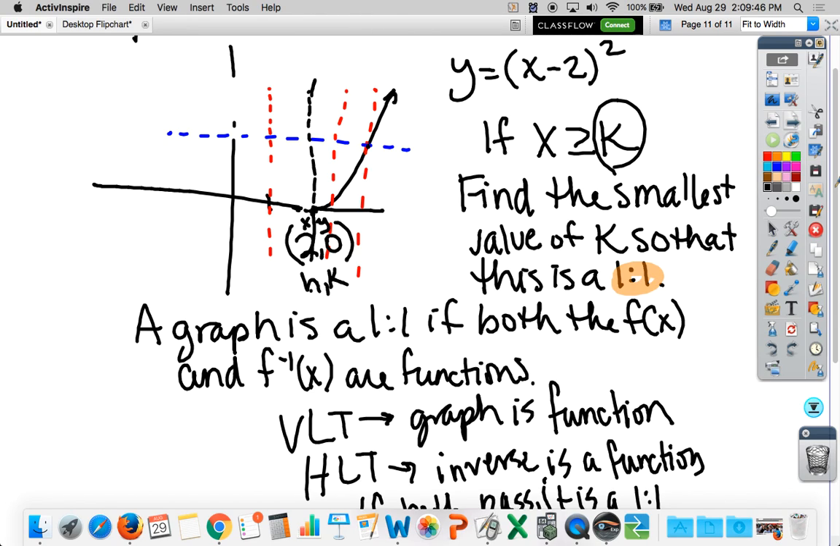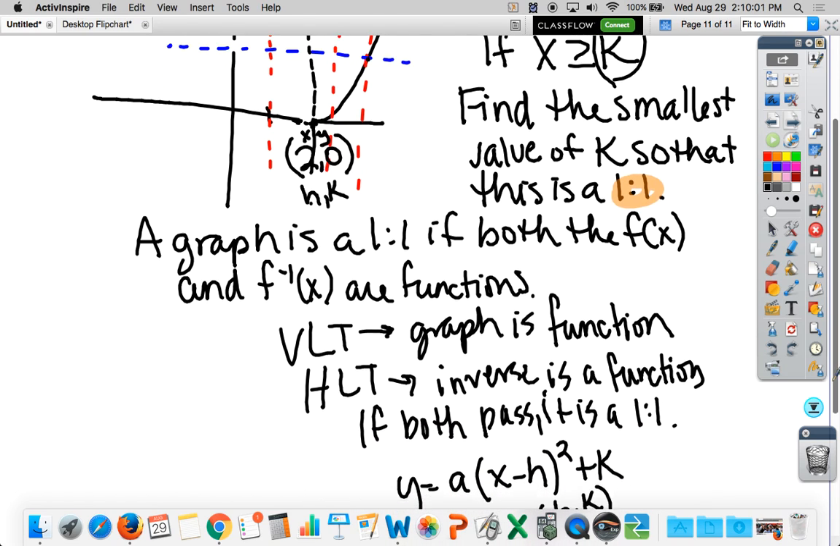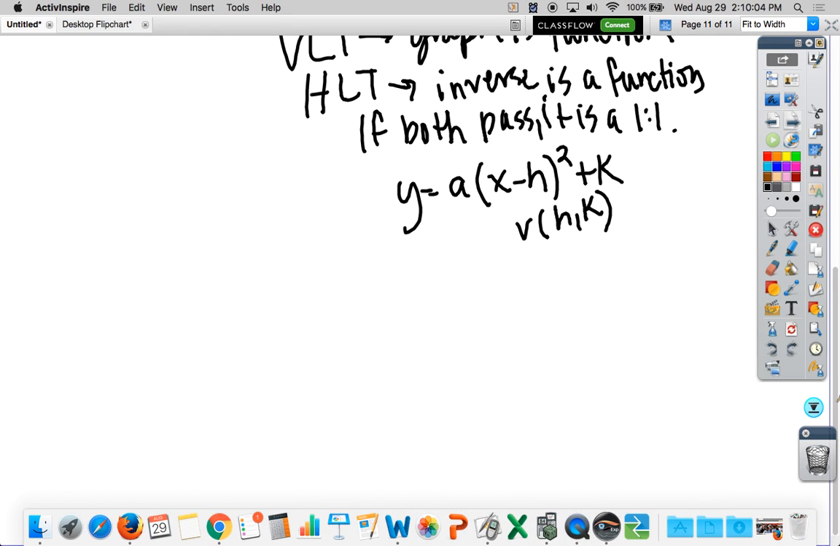But x is greater than or equal to k. My x here is 2. When I flip them for my inverse, that becomes my k. But the short of it is, if you'll just look at the original function where it splits at the x, my answer is just 2. That's it. That is the minimum value where x is greater than or equal to k that makes that a 1-to-1. So we're going to go over a couple more of those like that.